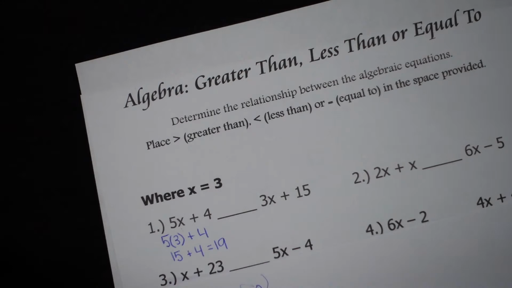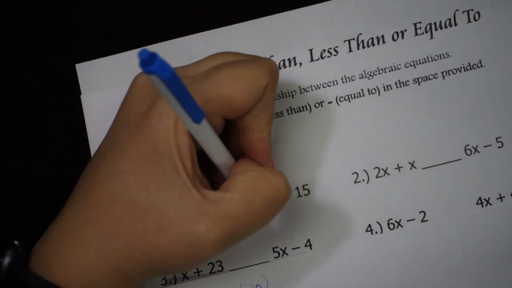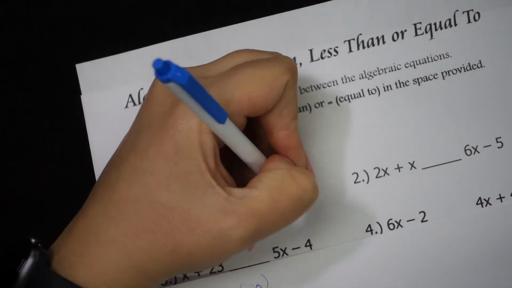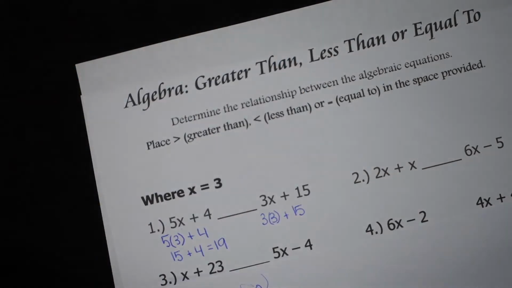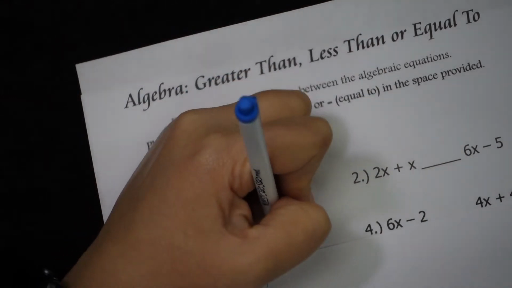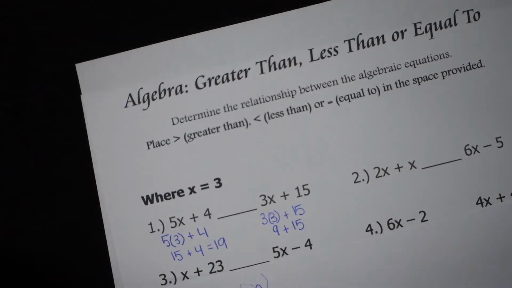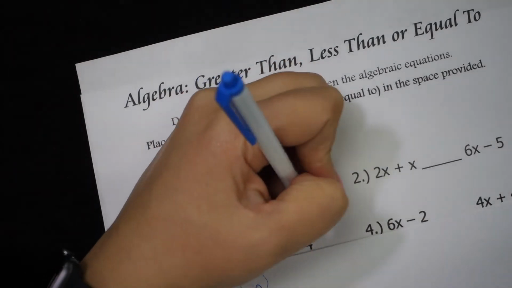Now we're going to solve for this side. We know x is 3. So what we do is plug in 3 wherever we see an x. 3 times 3 plus 15. And then we do 15 plus 9 because 3 times 3 is equal to 9. So 9 plus 15 is equal to 24.